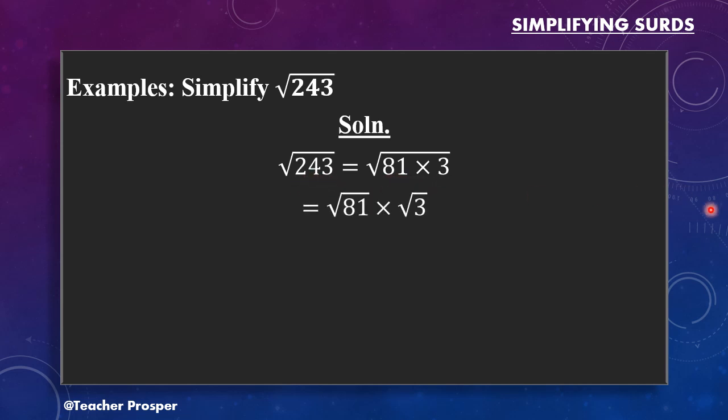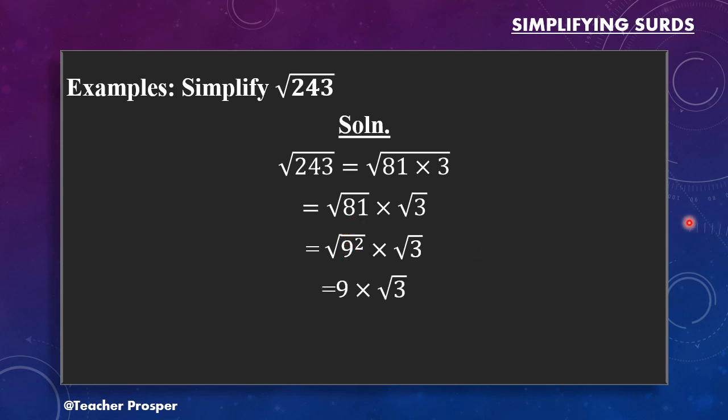Then we will have square root of 81 times square root of 3. The root affects the 81 and the 3 separately, so we can separate the root for them. Then root of 81 can as well be written as root of 9 raised to the power 2, because 9 raised to the power 2 is 81.